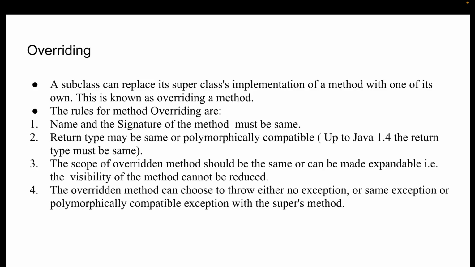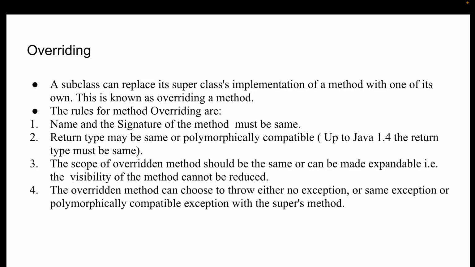Let's see another point. The return type may be the same or polymorphically compatible. What this means is the return type of the methods. Suppose there's one superclass method and then there's a child class method. It has some return type, right? So the return type should be compatible if not the same. That is what the second point is about.